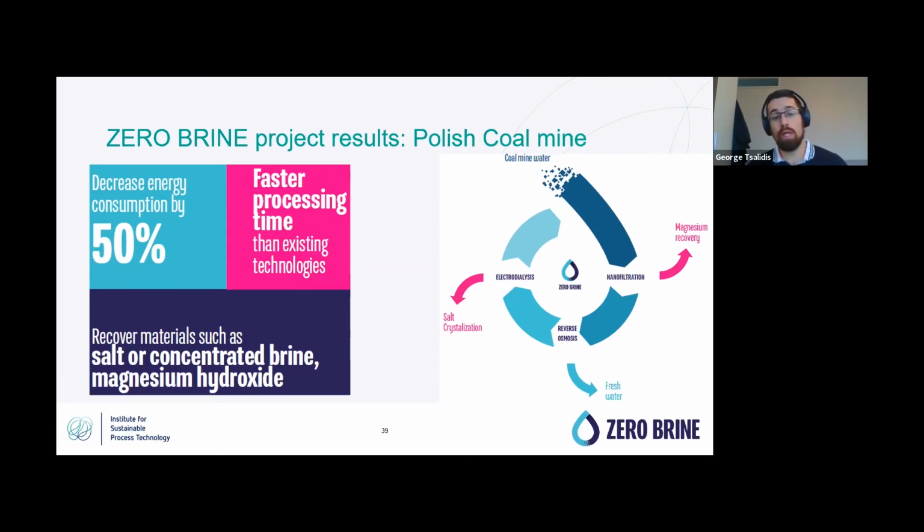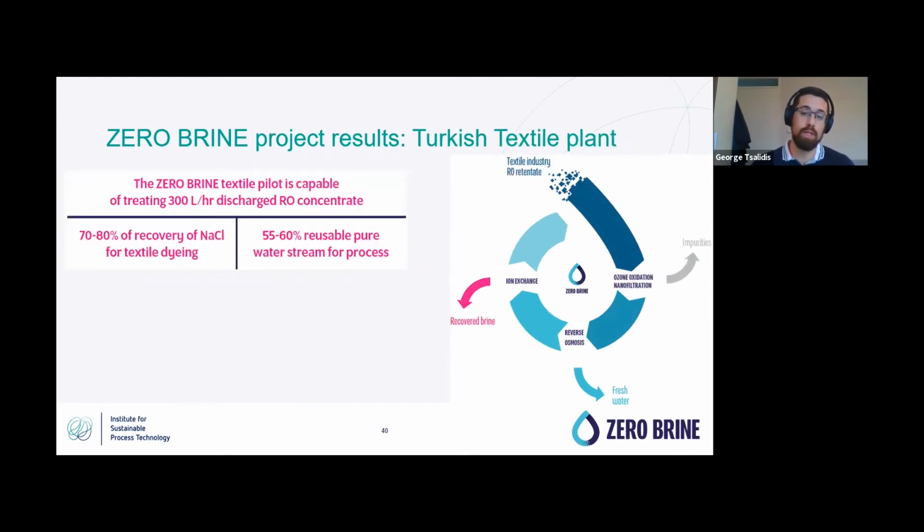In comparison to the wastewater treatment plant, which treats brine of other nearby mines, the consortium managed to decrease energy consumption by 50%, and as a result, you would expect environmental benefits only due to that, and also faster processing times, and also to recover salt or concentrated brine and magnesium hydroxide.